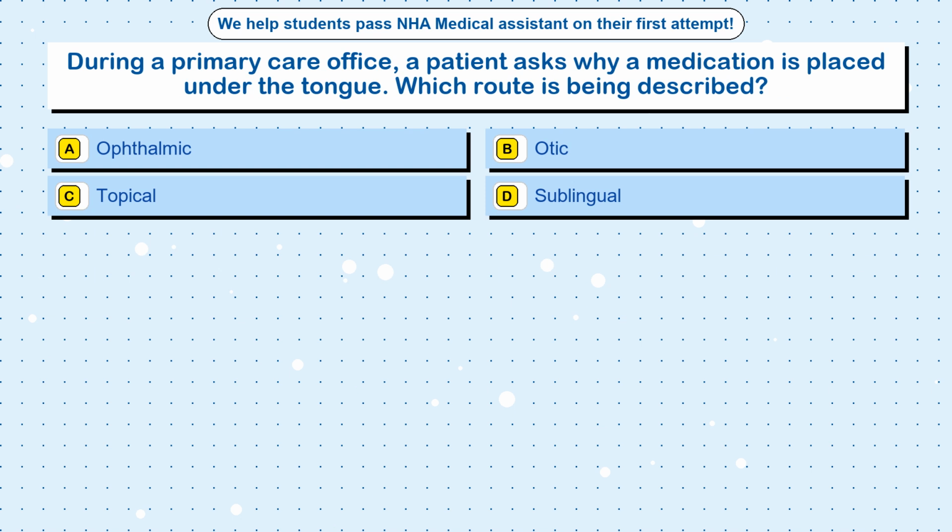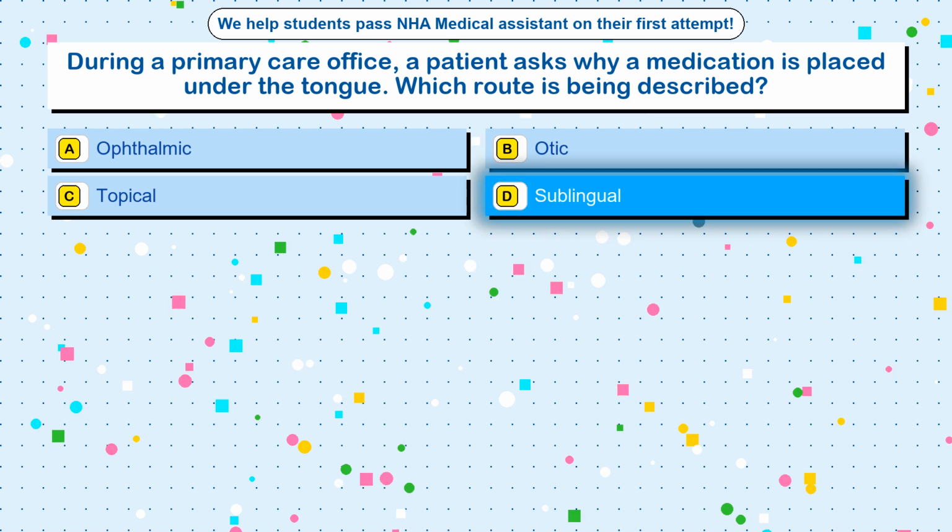Question 47. During a primary care office, a patient asks why a medication is placed under the tongue. Which route is being described? Option A, ophthalmic. Option B, otic. Option C, topical. Option D, sublingual.